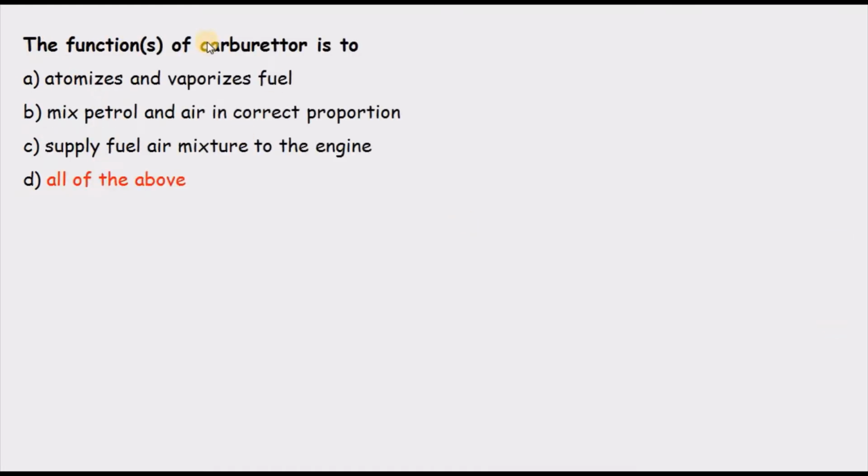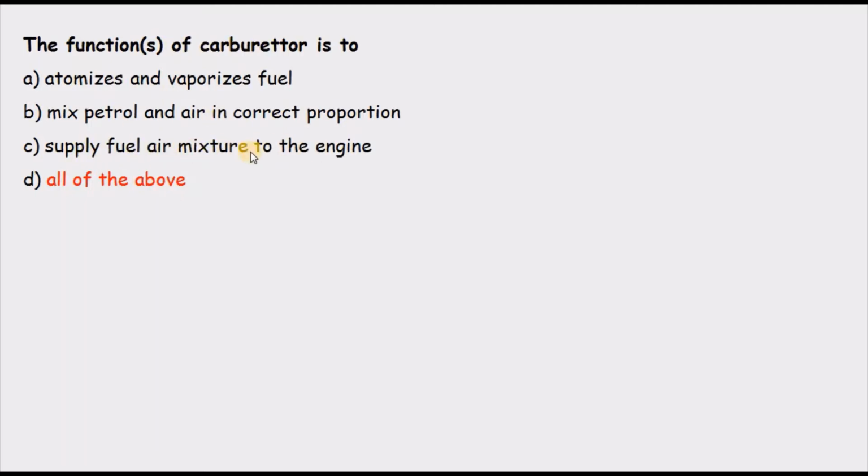The second question is: the function of carburetor is to, and the options are atomize and vaporize the fuel, mix petrol and air in correct proportion, supply fuel air mixture to the engine, and all of the above. Basically, as we discussed, the function of the carburetor is to supply the air fuel mixture to the engine.